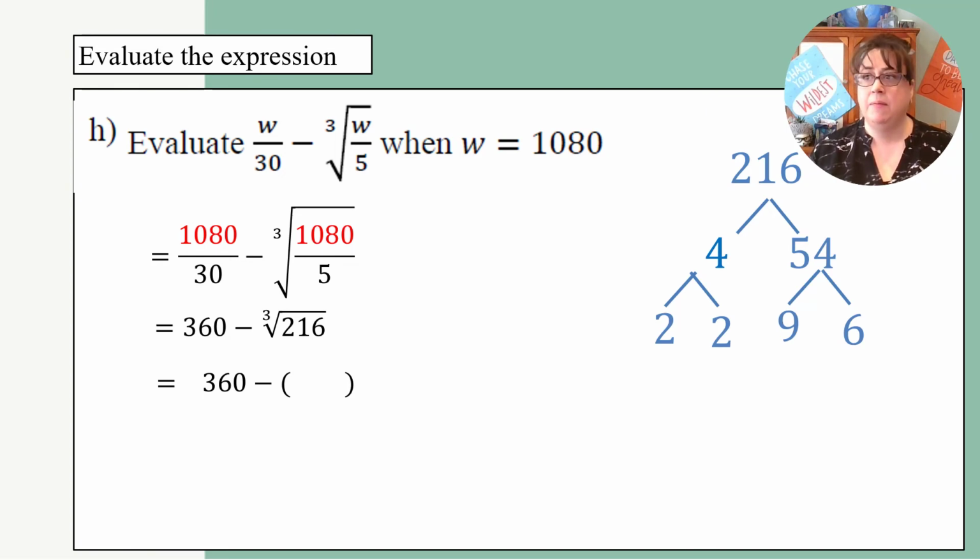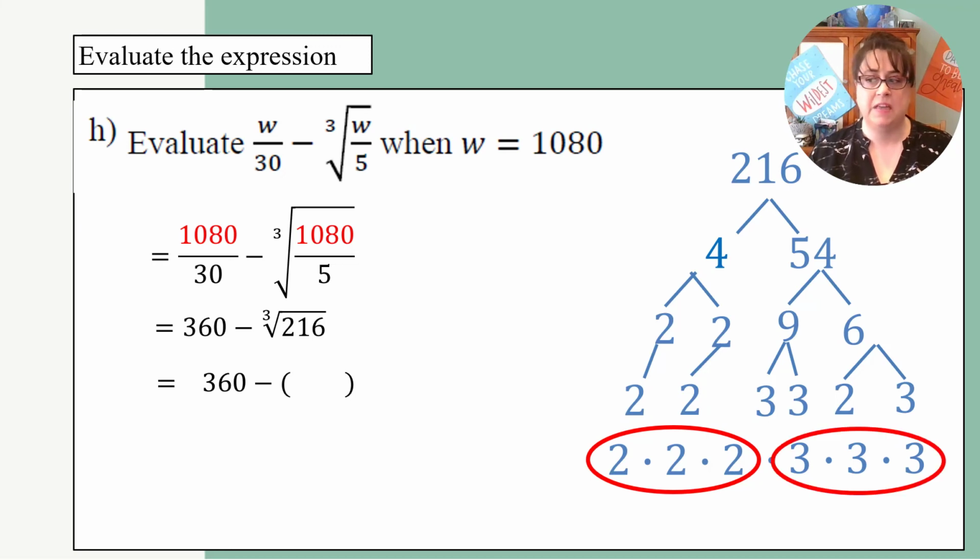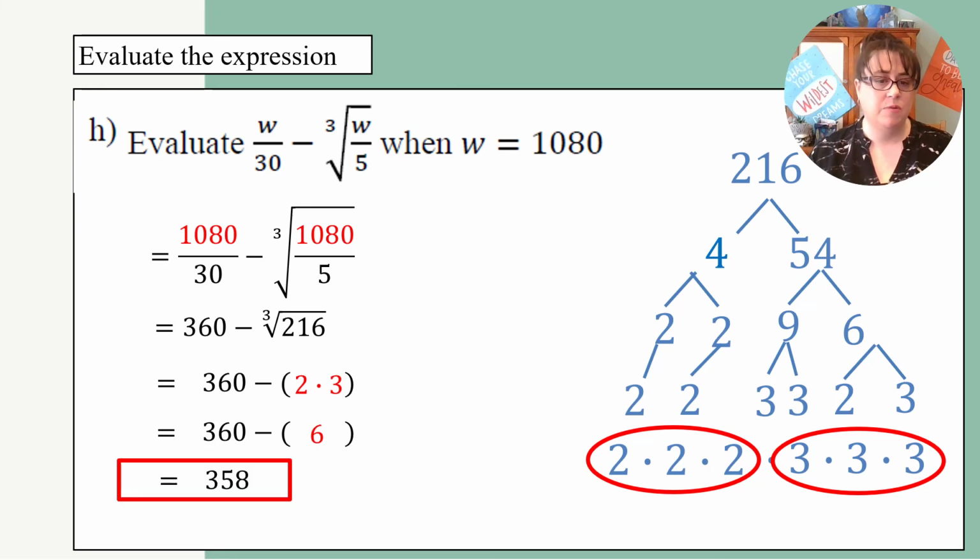And so my 2's are dealt with, and I'll just bring those down to my next layer. And my 9 and my 6, I know 6 is 2 times 3, and 9 is 3 times 3, and then my 2's I'll bring down. Now those are all nice primes, so I'm going to gather those all up into their nice little groups. So I have 2 times 2 times 2 and 3 times 3 times 3. Well, that's nice. I have a triplet of 2's and a triplet of 3's, which means I have a group of 2 and a group of 3. So now I have 360 minus 6, which is 358.